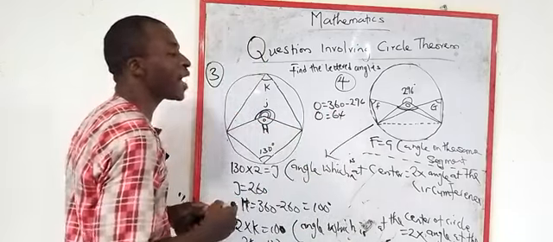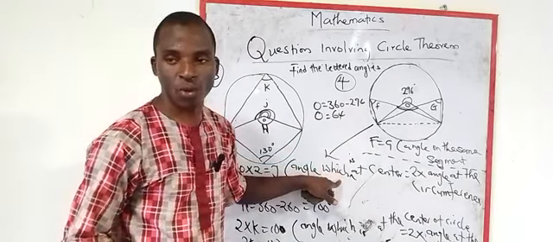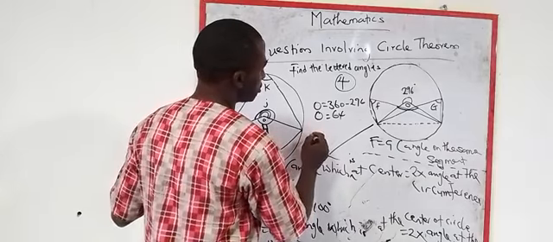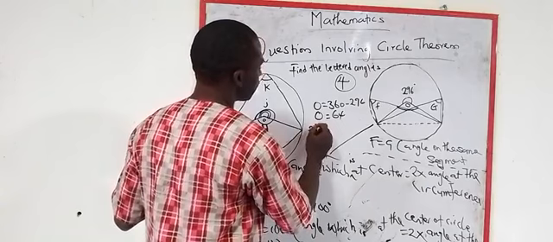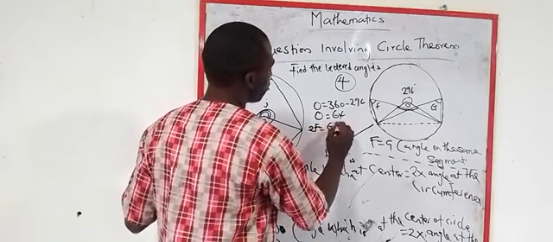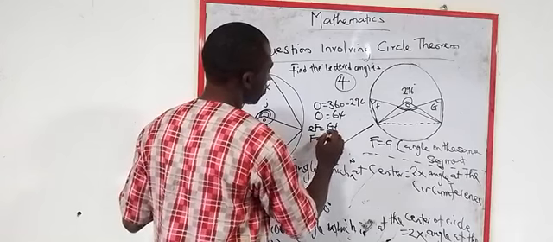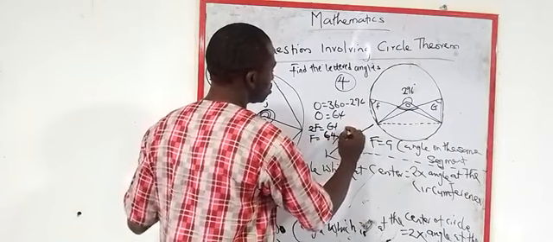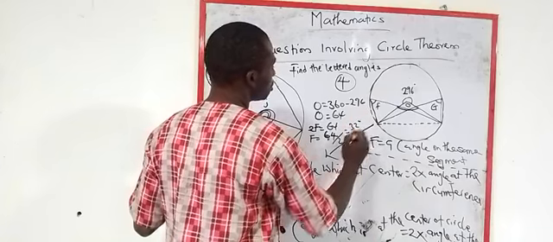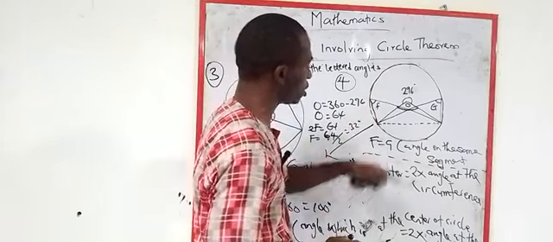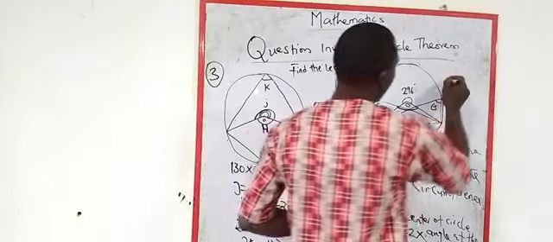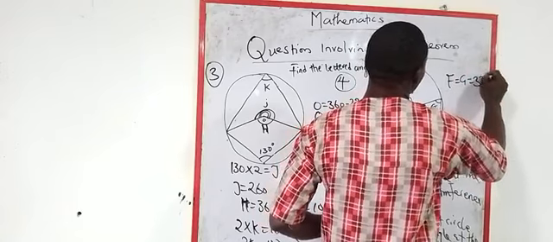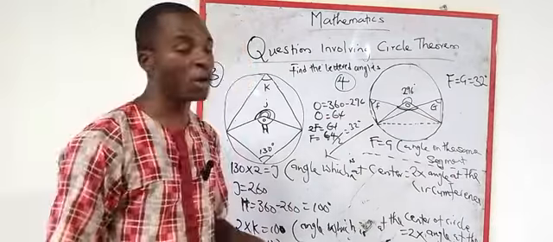So angle O is 64. Then we can now apply this theorem, where we now say 2 times F is equal to what? 64, where we now say F is equal to 64 divided by 2, which will give us what? 32 degrees. And we said that F is equal to what? G. So we have succeeded in telling you that F is equal to G equal to what? 32 degrees.